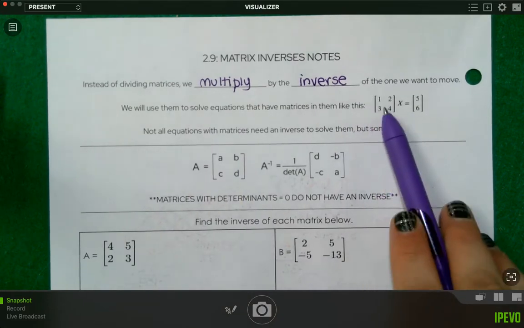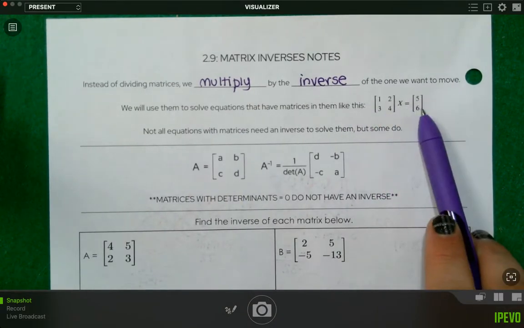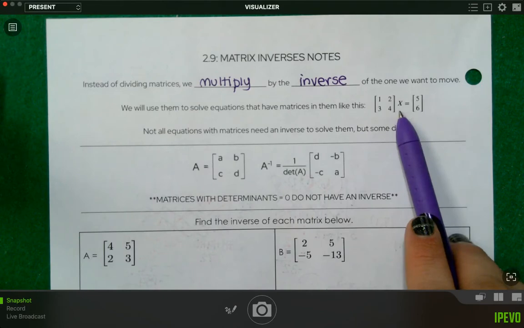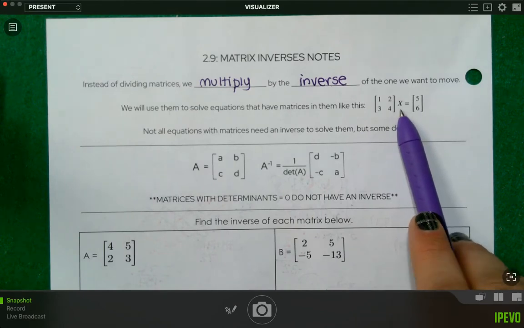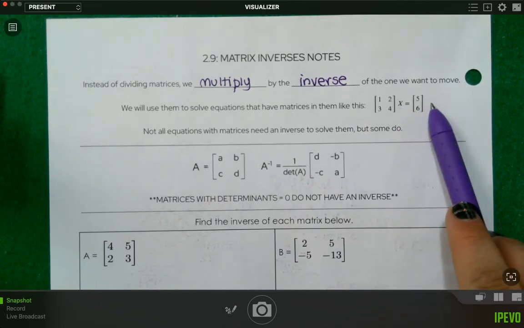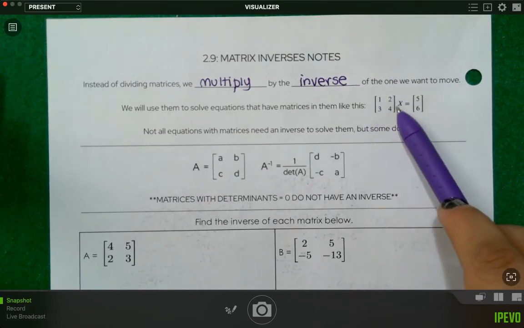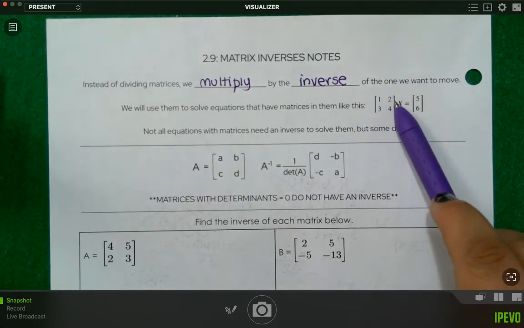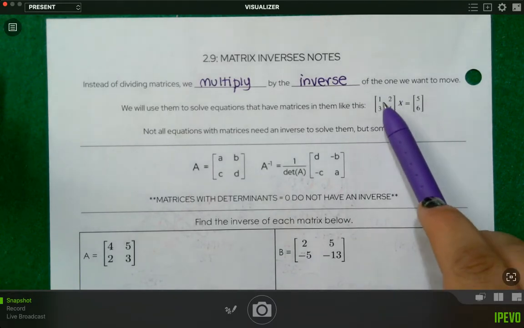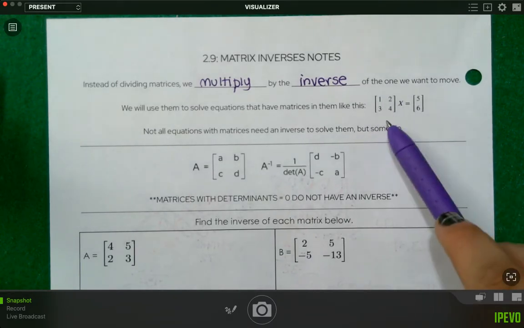A matrix times x equals a matrix. X represents a matrix. It does not represent a number. If it represented a number, then this one would be the same size as this one. Since this is the one we want to get rid of because it's multiplied by x, we're going to multiply by the inverse of this matrix on both sides.